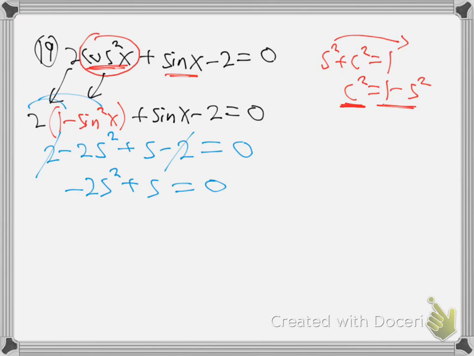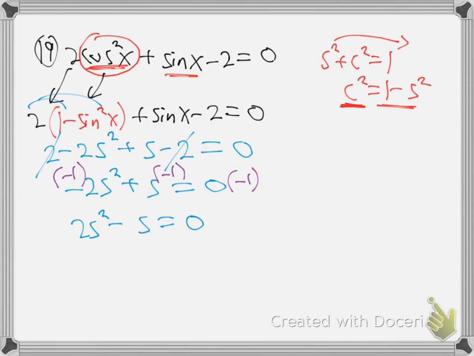I think it's easier to have positive in the front. You don't have to, but I think it'd be easier for you. So what can I do to make that have positive in the front? Multiply through by -1. And so what do we get? 2 sine squared minus sine is 0. And I multiplied through by -1. And now what do I do with that thing?